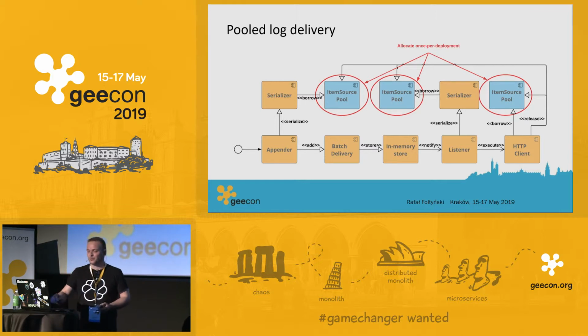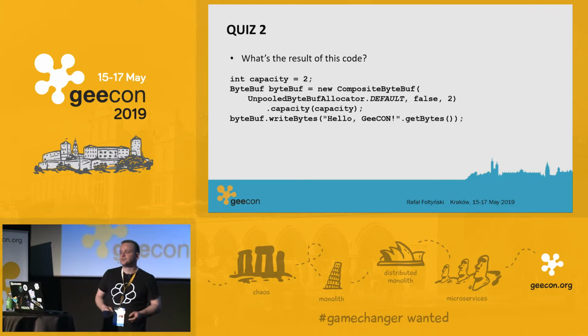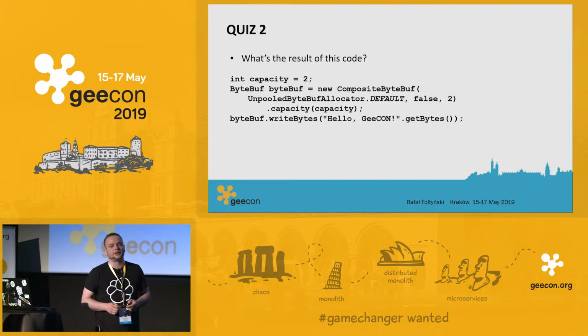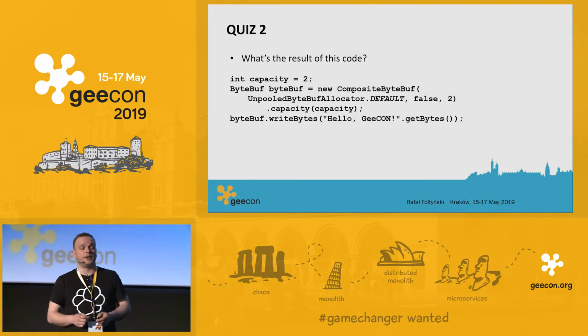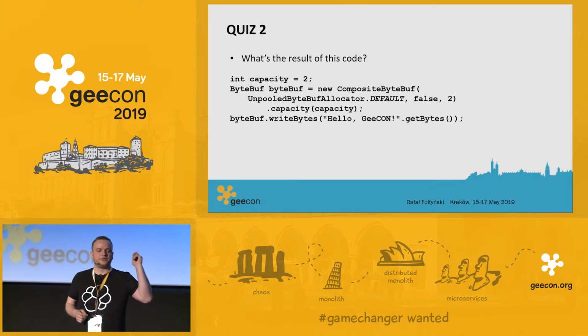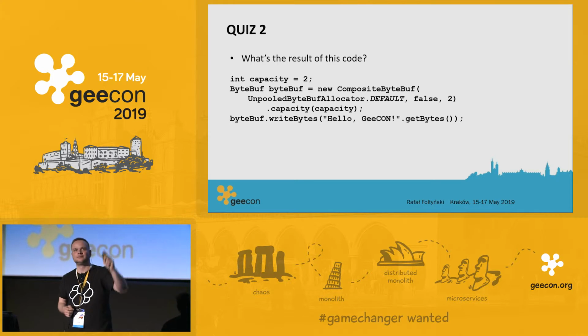But I wanted to write my pool. But okay, let's have a look at Netty. I found an interesting buffer inside the Netty buffer jar. Do you know what's the result of this code? What do you think is the result of this code? Anyone?